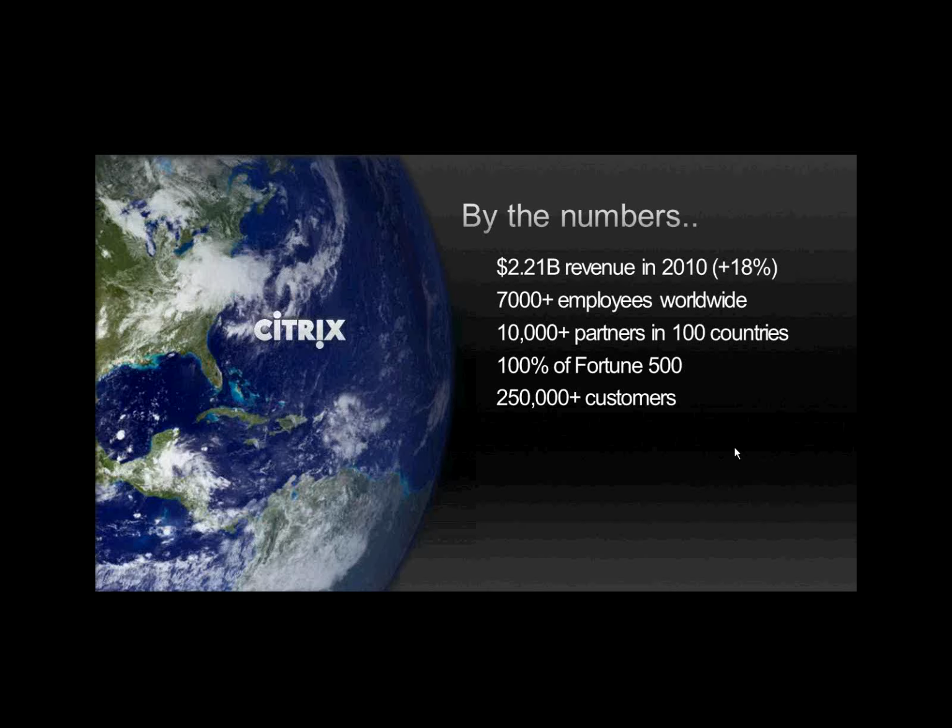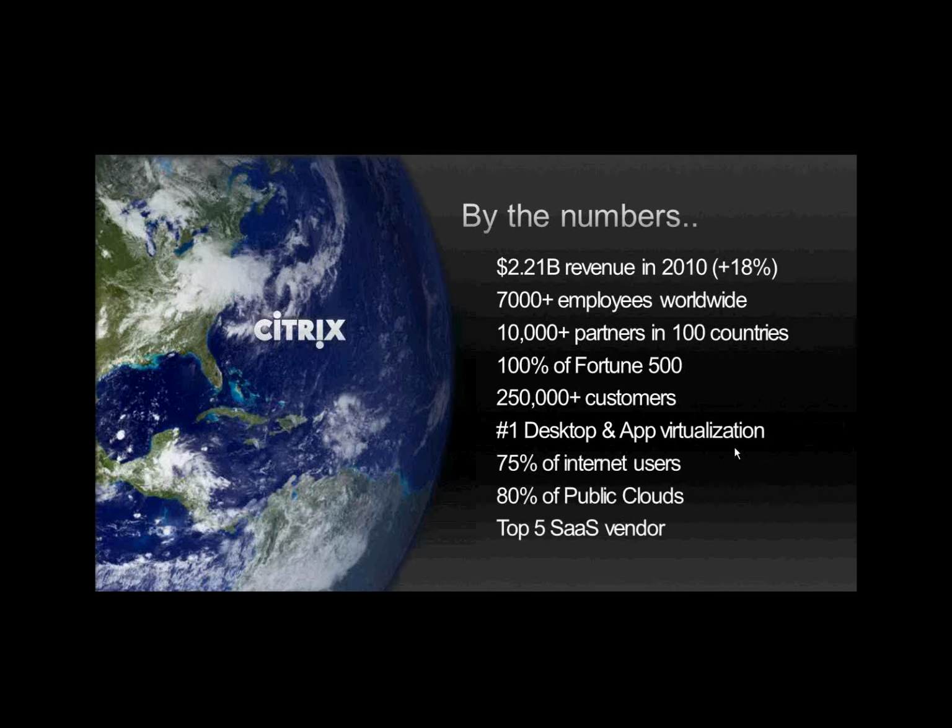100% of the Fortune 500 companies use Citrix at some level, and from being very much an enterprise solution, it's now moved into the more SME space and is much more affordable with the hardware improving. They've got over 250,000 customers, which of course is fairly impressive. Number one in desktop and application virtualization, whereas someone like VMware are the number one in server virtualization.